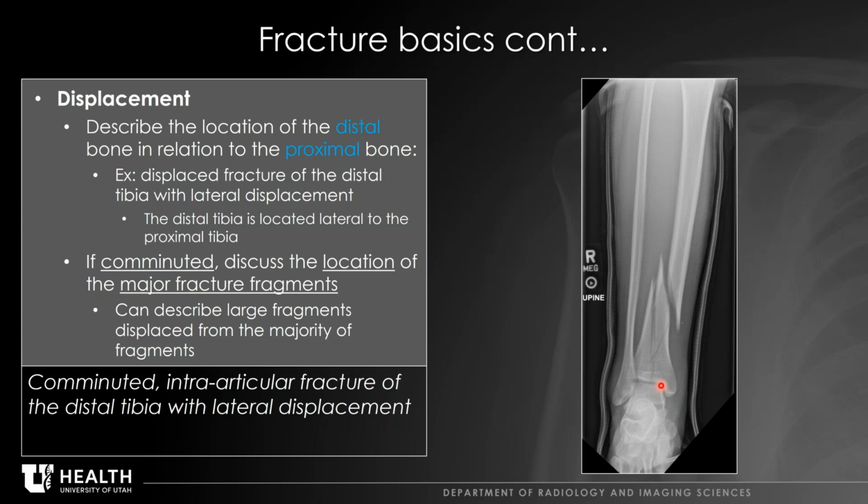So that's when it's just kind of more of a simple fracture. When it's comminuted, we're going to discuss the location of the major fragments. So really we're going to talk about the proximal bone and then the distal fragment. And then if there's a large fragment, we can describe those separately, saying there's a fragment dislocated or displaced laterally or posteriorly or anteriorly or volarly.